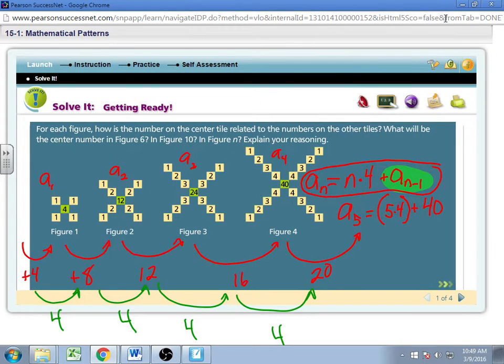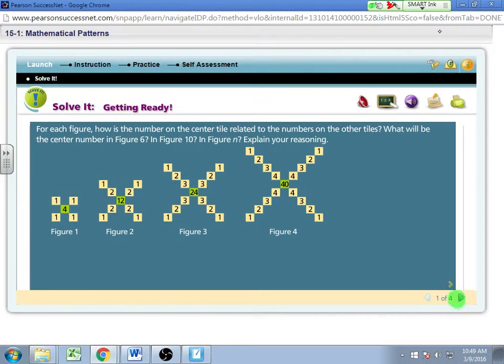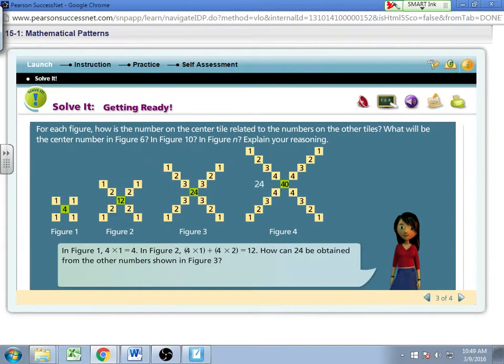So this would be a recursive function because it uses a previous value to figure out the next value. If you want to see it done out with them, this is what you have on your paper.